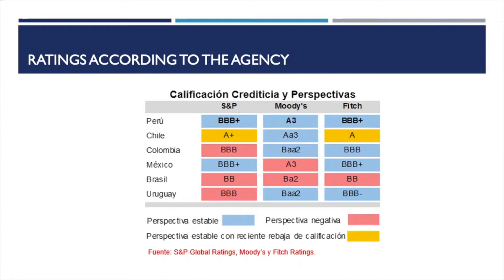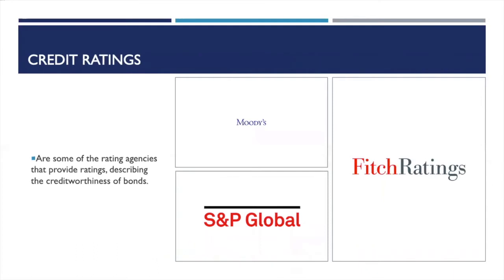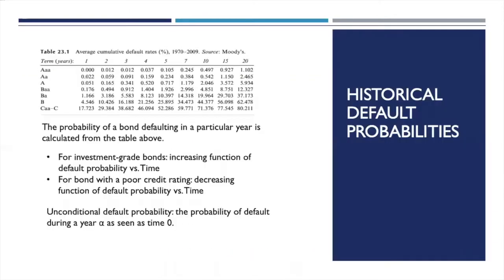It is important to know that, for example, the equivalent for BB plus in S&P 500 is A3 in Moody's, and in Fitch it is also BB plus. It is also important to mention that only bonds with ratings of BAA in the Moody's rating or above are considered to be investment grade. Now that we have talked about this, we are going to talk about the historical default probabilities.